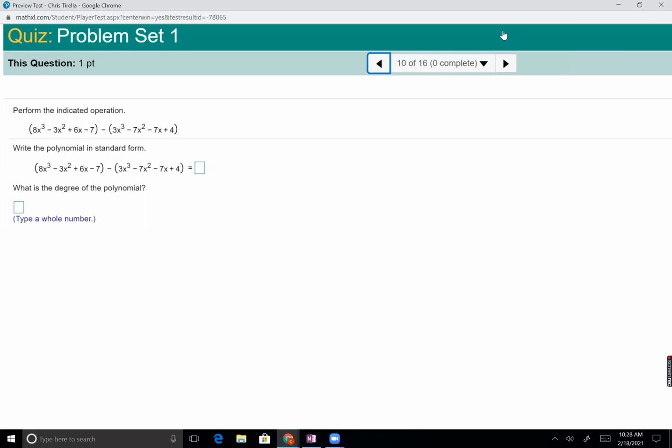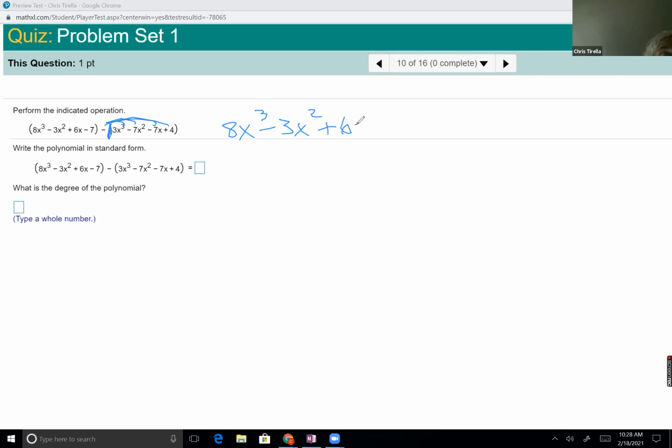Sure. With subtraction, I think the key thing to remember is you want to put a little 1 in front and distribute the -1. We're going to change that into adding the opposite. So the 1 in front stays the same, and then I have to take -1 times each of those. -1 times 3x cubed is -3x cubed. Negative times negative makes that positive 7x squared. Negative times negative makes that a positive 7x. Negative times positive makes that a -4.